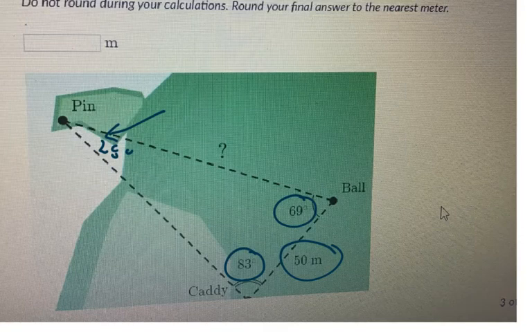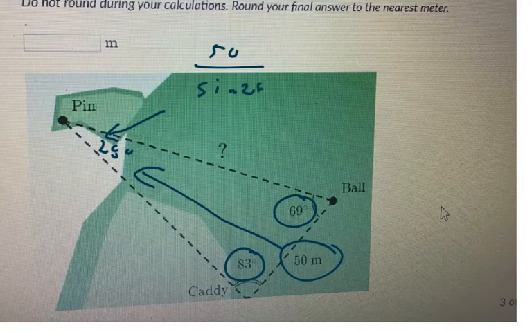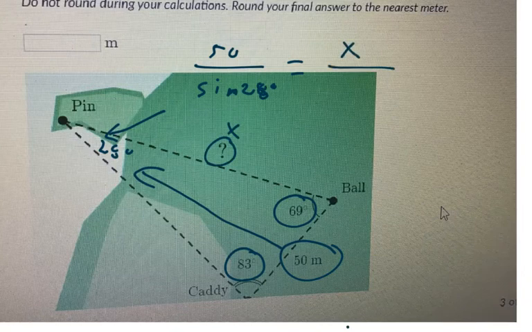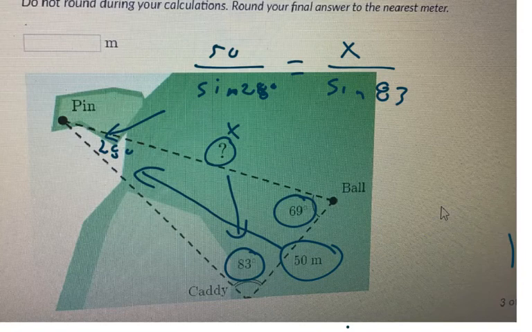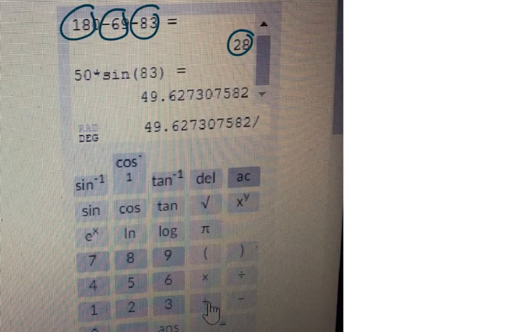So, I know that 50, do you agree, that's opposite of the 28-degree angle, goes with a sine of 28 degrees. And that's going to equal, now they want us to find this side here, I'm going to call that x. And x goes with the sine of its opposite angle, which is 83 degrees. So I'm just going to do 50 times sine of 83. 50 times the sine of 83.